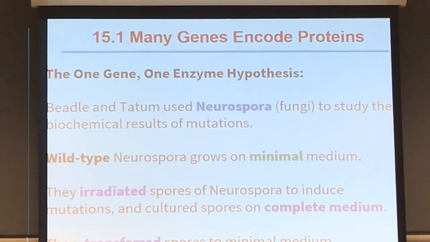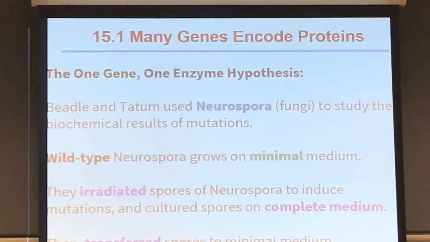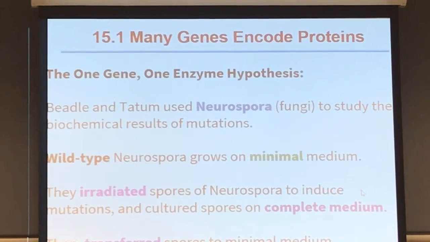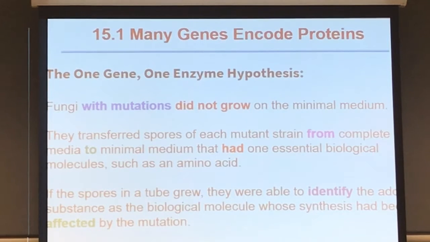Once you irradiate them, you don't know which of them have undergone mutations. Some might have undergone mutations and some genes are destroyed, but probably some Neurospora were exposed to radiation and nothing really happened to them. So just to be sure, after irradiating, they grew the irradiated Neurospora on complete media. If you grow them on complete media, whether they have undergone mutations or not, they will definitely grow. Then they picked up each spore and transferred it to minimal media.